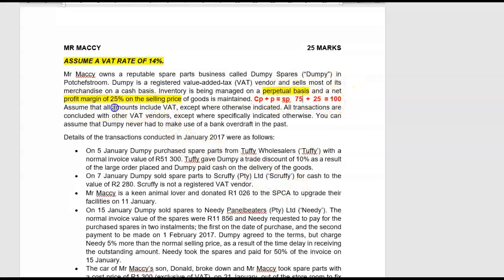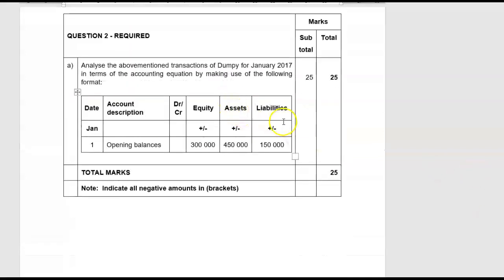Assume that all amounts include VAT, except where otherwise indicated. All transactions are concluded with other VAT vendors, except where specifically indicated otherwise. You can assume that Dumpy never had to make use of a bank overdraft in the past. Why that sentence? So that you treat your bank as an asset. Details of the transactions conducted in January were as follows and what is required from us.